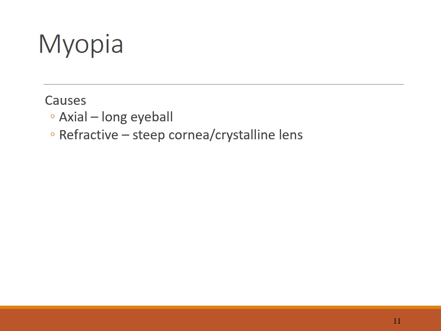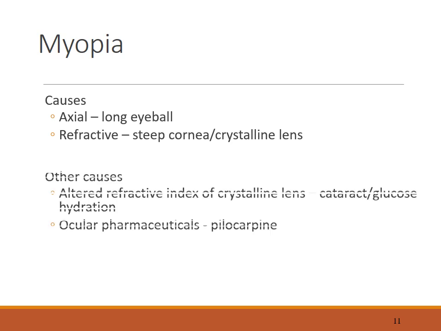Myopia can also be caused by the cornea and/or lens being too steep for the length of the eyeball. In some cases, myopia is due to a combination of these two factors. Other causes can be the altered refractive index of the crystalline lens because of cataract and glucose hydration, and also a side effect of ocular pharmaceuticals, such as when you are using pilocarpine.